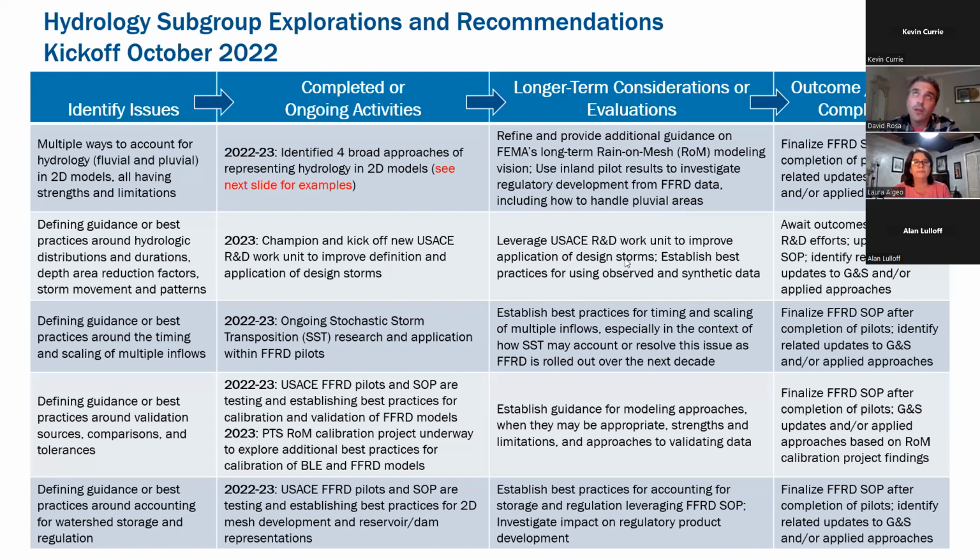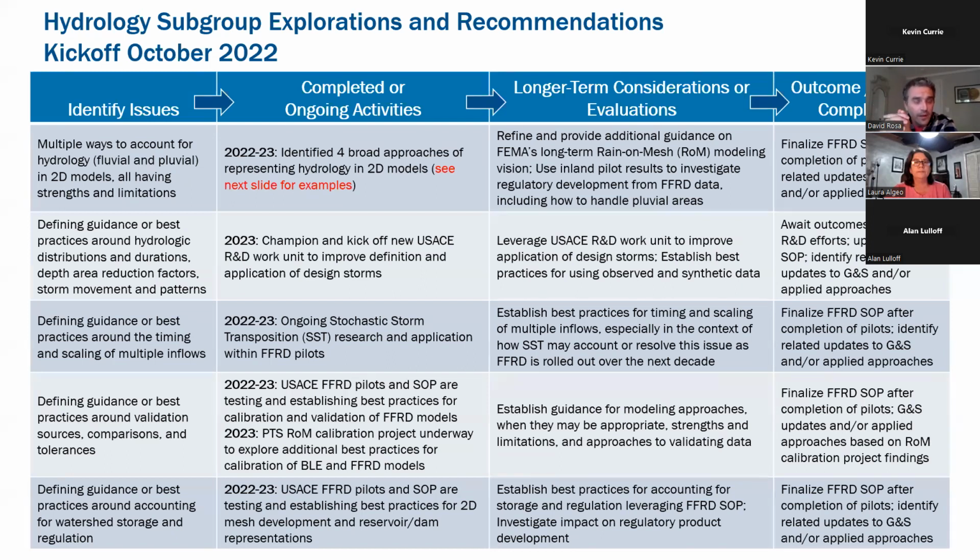And so this is really talking about if you have a 2D model and you're doing rain on mesh, what is the source of precipitation that you're using? How are you distributing that precipitation into a time series that you can put into your model? Also defining guidance for things like scaling of multiple inflows. So if you're looking at discrete stream time series in your model, how are you timing those within different tributaries?